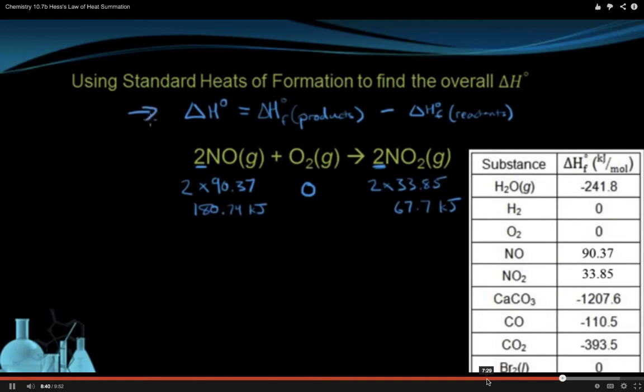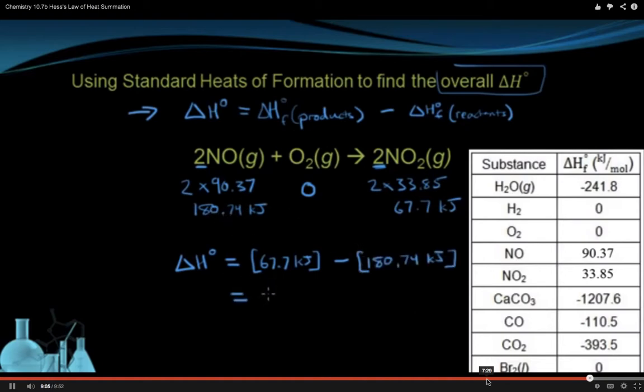So now I'm going to use this equation and this information to find out the overall heat of reaction for this reaction. So the standard heat of reaction is equal to the total heats of formation for the products, which is, in this case, only 67.7, minus the total heats of formation for all the reactants, which in this case is going to be 180.74. If I now solve that, I'll see that the overall standard heat of reaction is negative 113.04 kilojoules. And that's how I can use the standard heats of formation for all the compounds in the equation to find the overall heat of reaction.